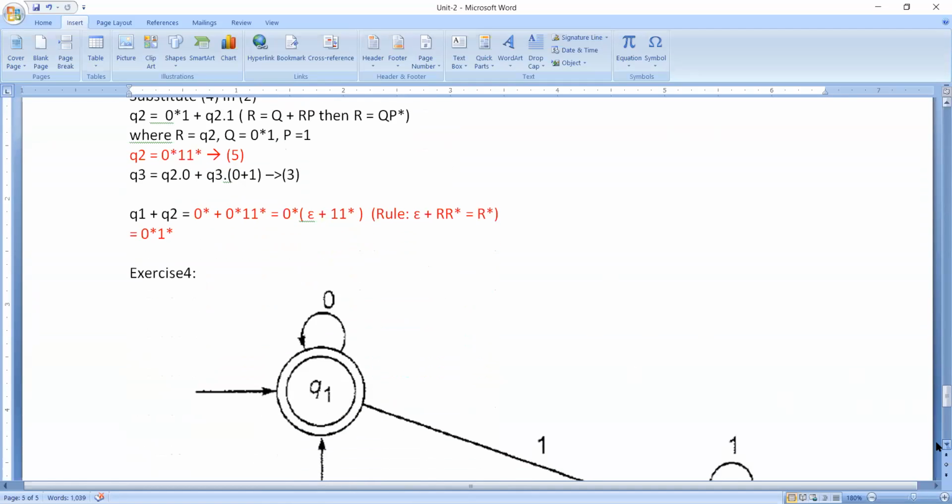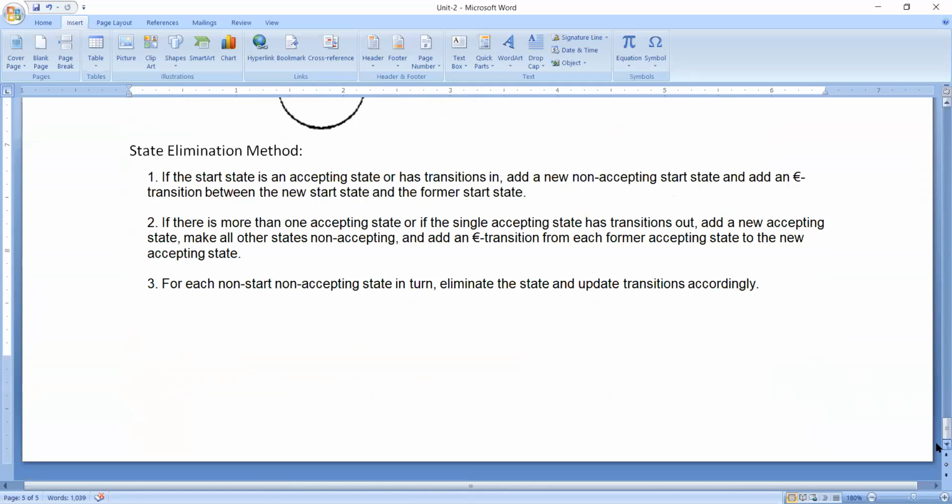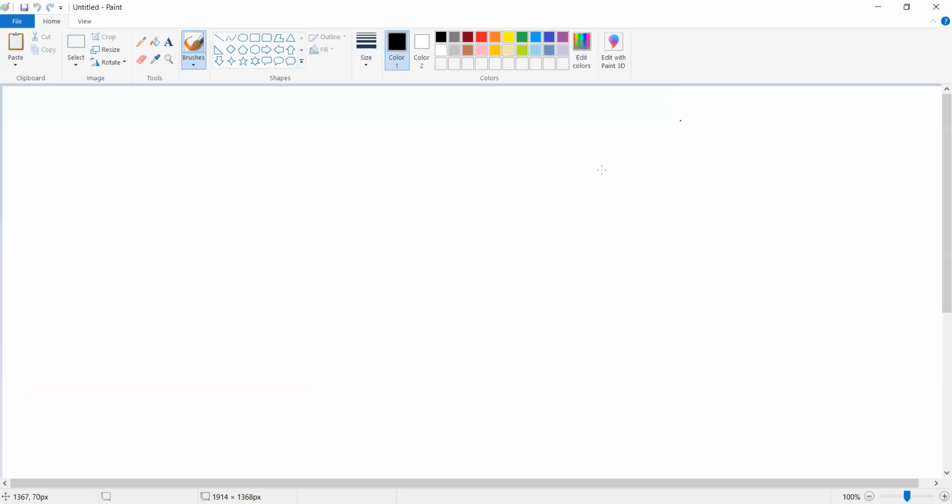Now let's have a look at one more very important method, which is called the state elimination method. Before discussing the state elimination method with the help of an example, let me tell you a few important points, a few steps which we have to remember when we are going to use this.